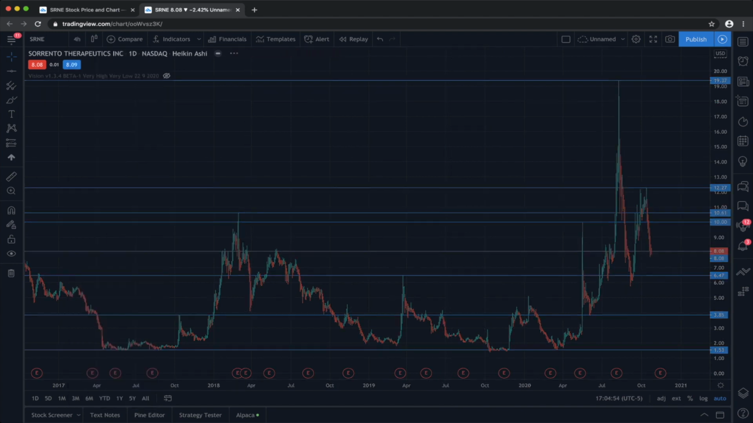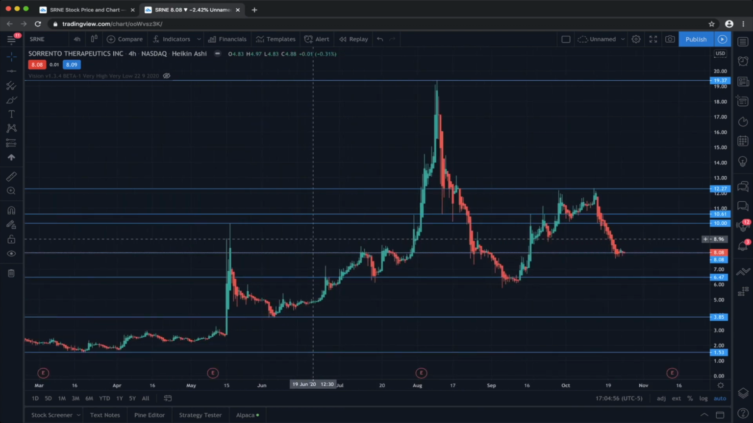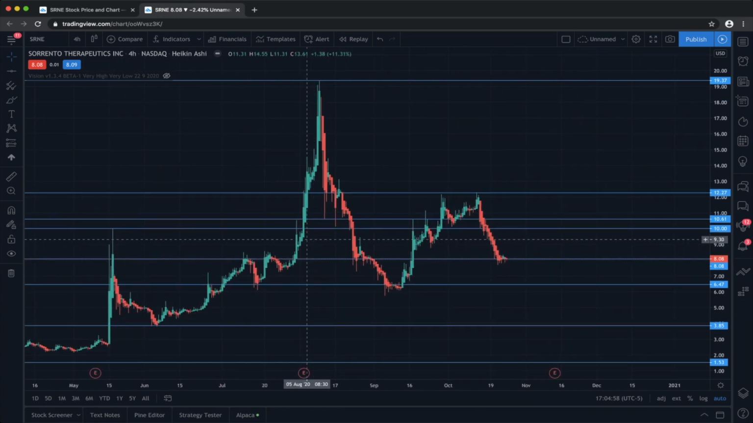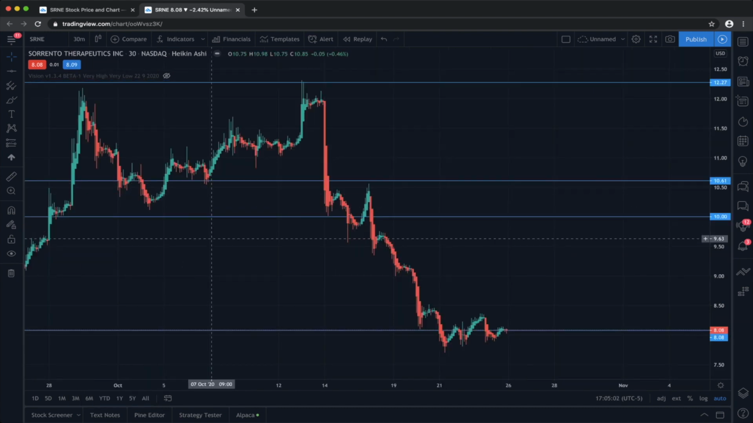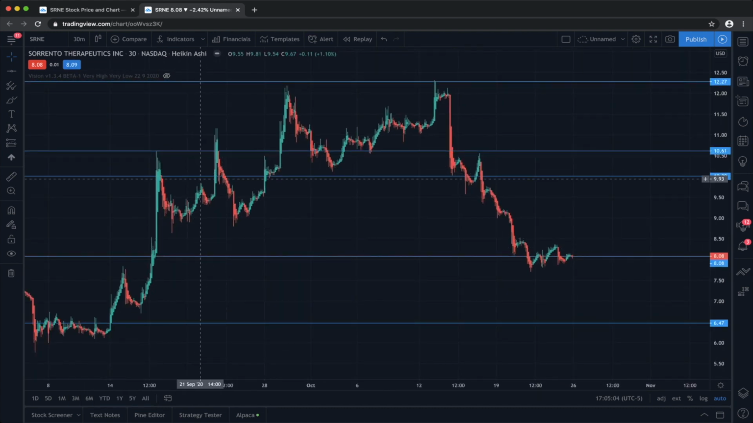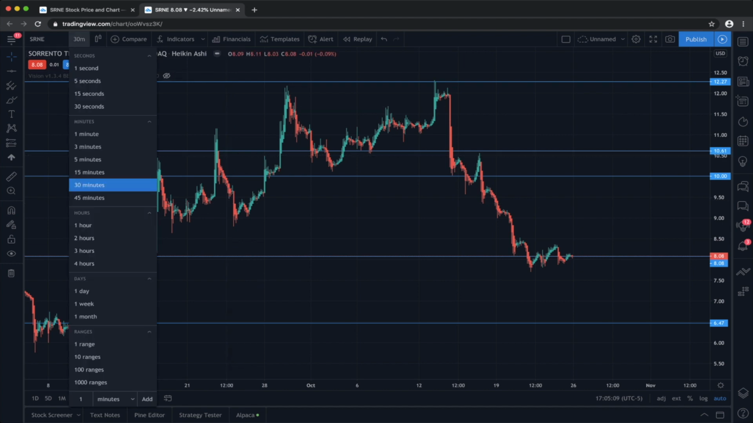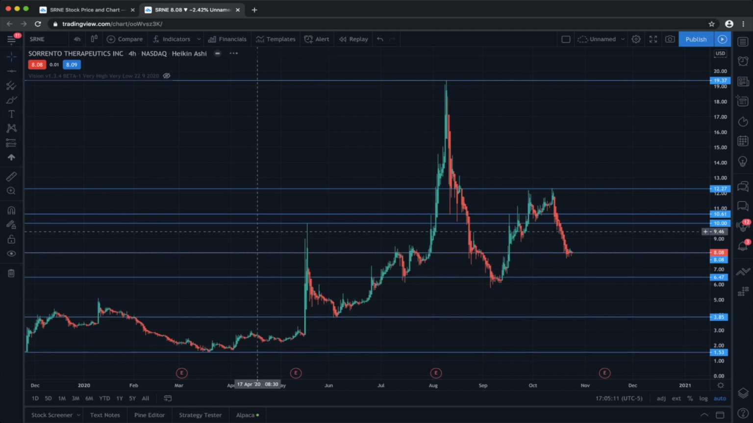I'm going to switch this back to a 4 hour, and you can see all of our lines here. And then if you switch it to, let's say, a 30-minute, you can still see all of our lines are still playing in there. This is a really nice thing about TradingView. All of your lines are still going to be there time frame to time frame.